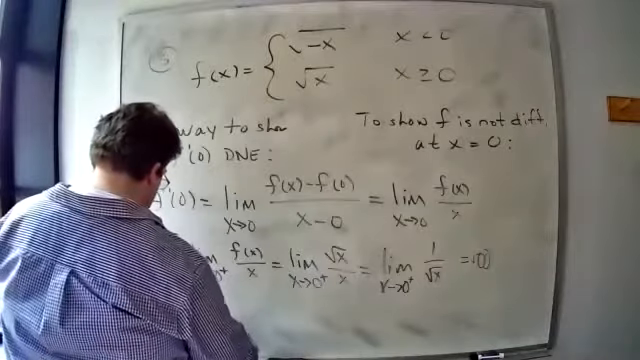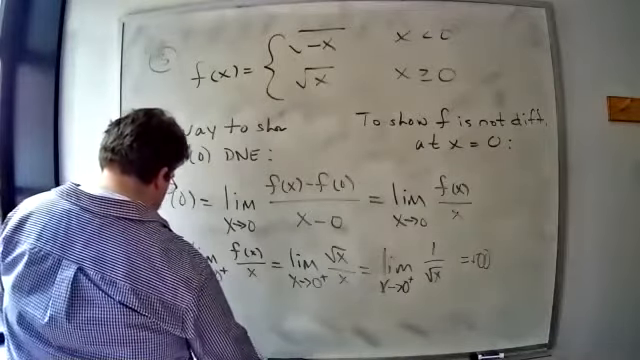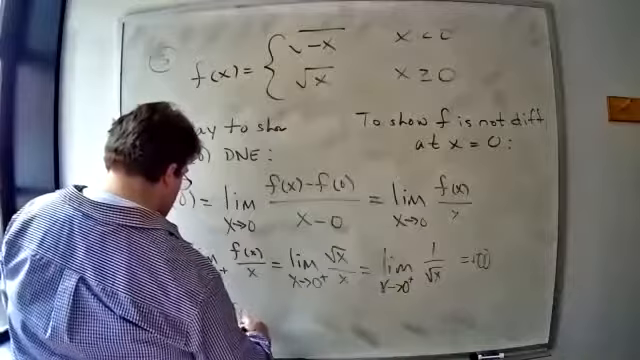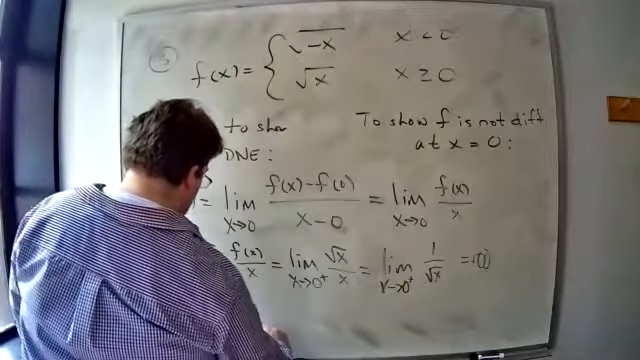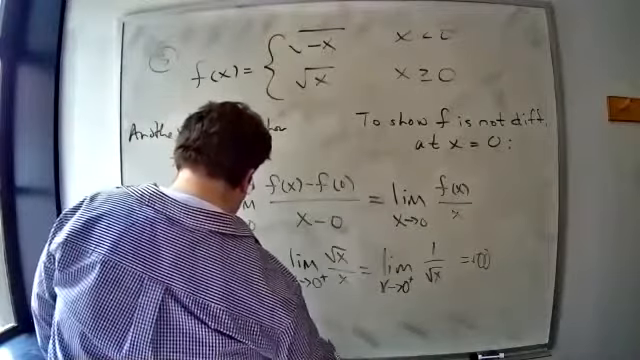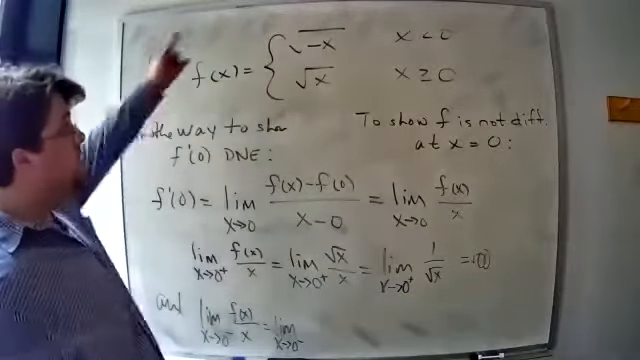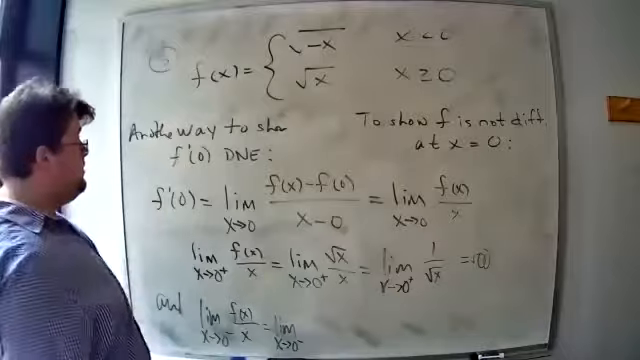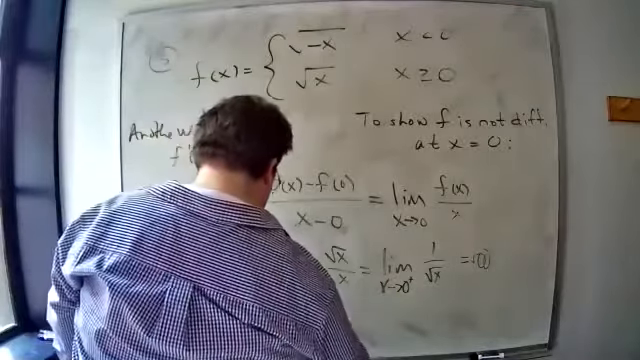And the limit as x goes to 0 from the left of f of x over x. On the left of 0, f of x is defined as root negative x.